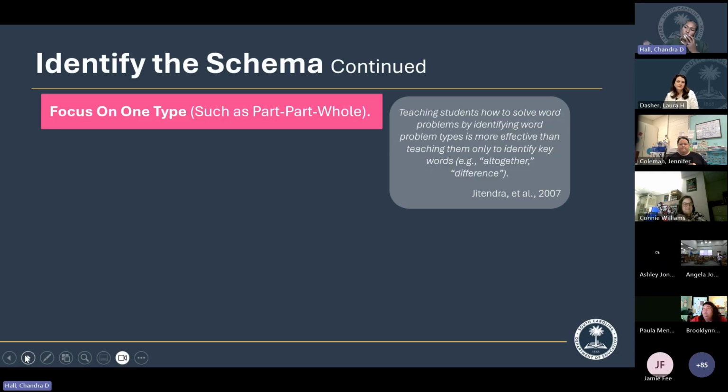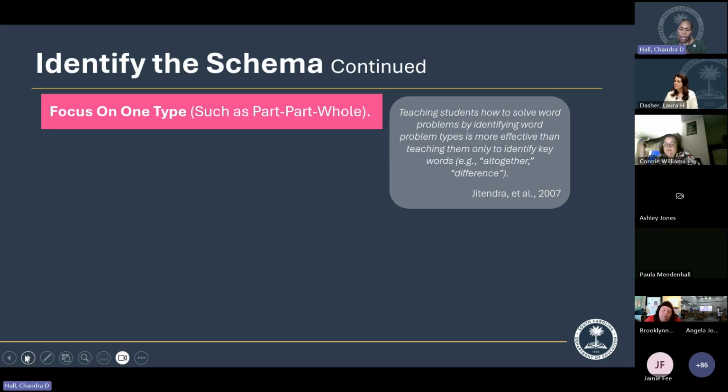So the first strategy I want to give you is to have students identify the schema, okay? Ideally, you want to start with one type of schema, and this is really for K through 2 when they're first learning about the different types. But if you notice that your students are struggling with a certain type in the upper grades, you can go back to just narrowing it down to that one type and helping them work through that. So you'll start off with one type of schema, such as part whole.